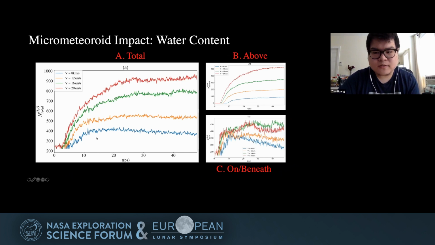We tested 4 different velocities ranging from 8 km per second to 20 km per second. The velocities are all perpendicular to the surface. We will definitely include the effect of impact angle in the future.